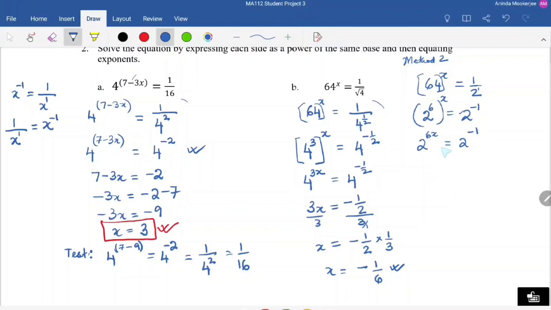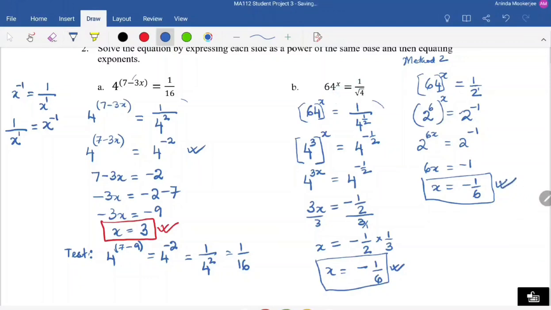So now we can make both the exponents equal to each other, and we will get x equals negative 1/6, which matches the answer we got by our previous method. All right, so now I'm going to substitute this negative 1/6 into x and see if we get 1/2 or 1 divided by square root of 4. So 64 raised to the power negative 1/6. All right, let's see what that is equal to.